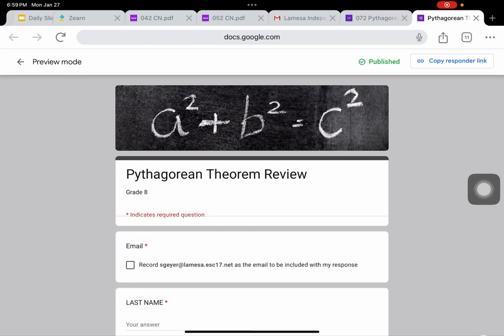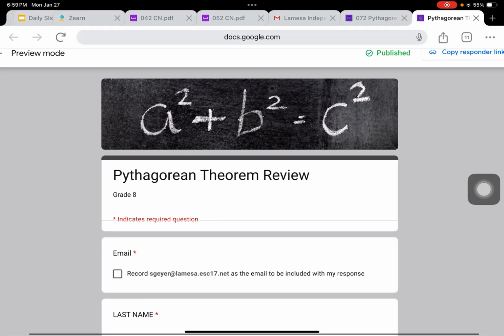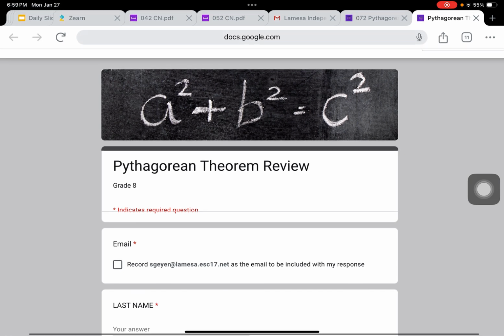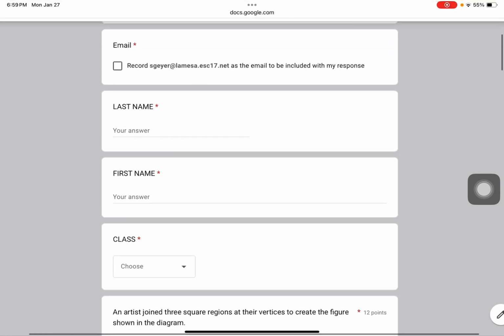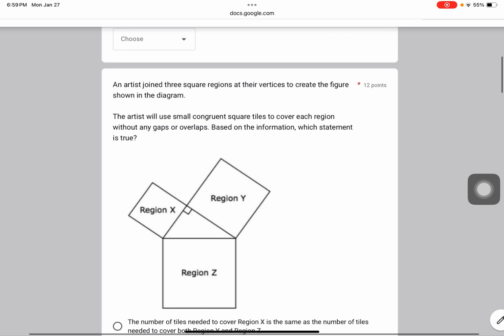Hello, this is the reteach for the Pythagorean theorem. So first off, remember a squared.